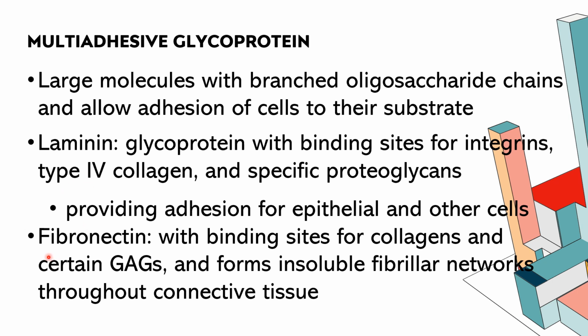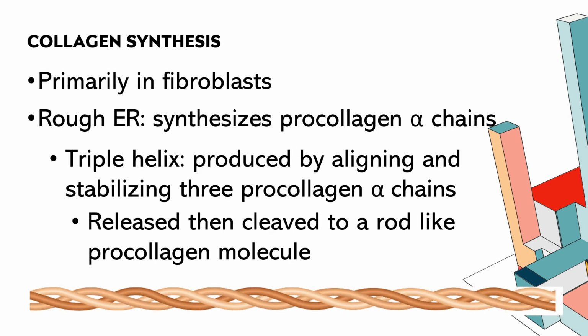And then you have your fibronectin. It has binding sites for collagen and certain glycosaminoglycans, and with this forms insoluble fibrillar networks throughout your connective tissue. Please note that your fibronectin substrate provides specific binding sites for integrins, and is important for both cell adhesion and cellular migration through the extracellular matrix. Okay, that is for your multi-adhesive glycoproteins.